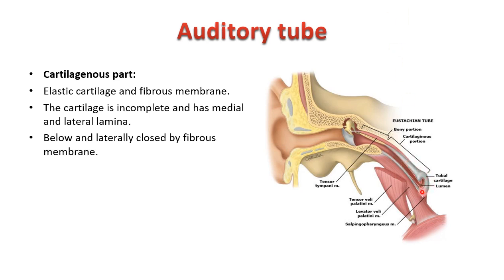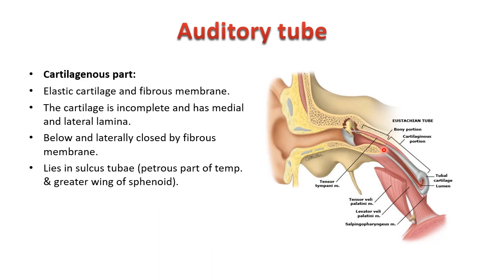So it is a single sheet which is bent like a hook, with a broad medial lamina and a short lateral lamina, the cartilaginous part. The junction of the cartilaginous part and the bony part is narrowed. It is called the isthmus, and it lies in the sulcus tubae on the under surface of the skull, norma basalis, at the junction of the petrous part and the greater wing of sphenoid. There it is lodged in the sulcus, which is called the sulcus tubae.